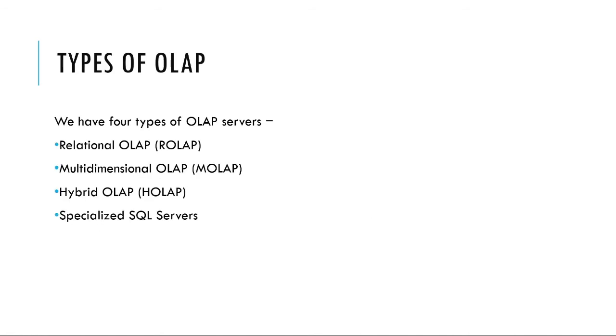We have types of OLAP as well. We have four types of OLAP servers. First is relational OLAP, ROLAP. ROLAP servers are placed between the relational backend server and client front-end tools to store and manage warehouse data. ROLAP uses a relational or extended relational database management system. ROLAP includes the following: implementation of aggregation navigation logic, optimization for each DBMS backend, and additional tools and services.